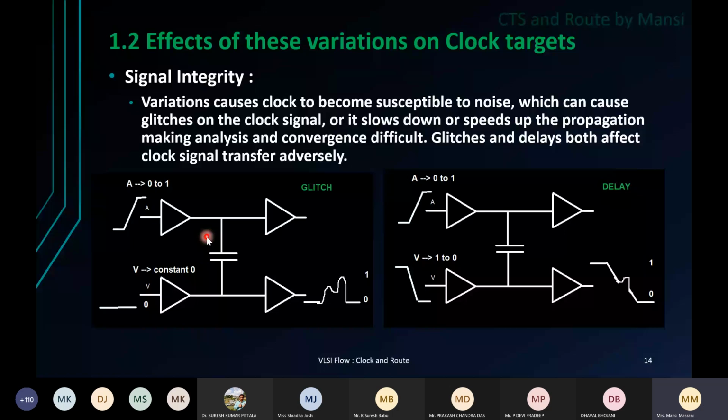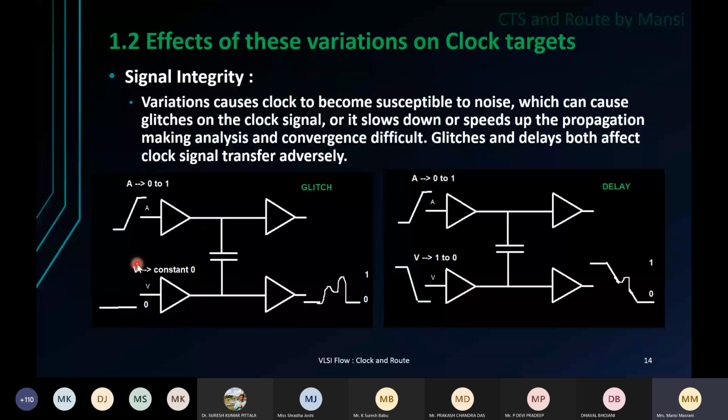Now let's see how that is happening. So let's say V is the victim. Victim is the one which is getting affected by the net with.